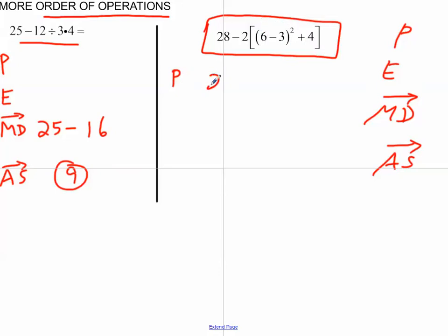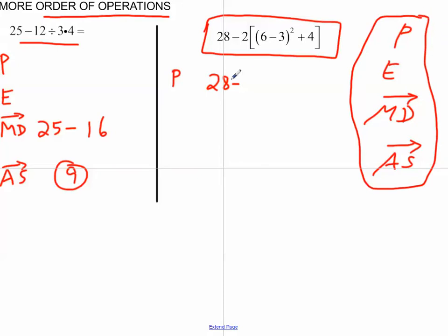So I say, here's 28 minus, because that's subtraction. We're not even to subtraction yet. We're still clearing out parentheses. Again, we're doing PEMDAS. Parentheses, exponents, multiplication, division, addition, subtraction. This is 2 times. We're not working on multiplication yet. Right here is multiplication. We're not working on multiplication to clear that out yet. First step we do though is right here. 6 minus 3. 6 minus 3 is 3 squared plus 4.